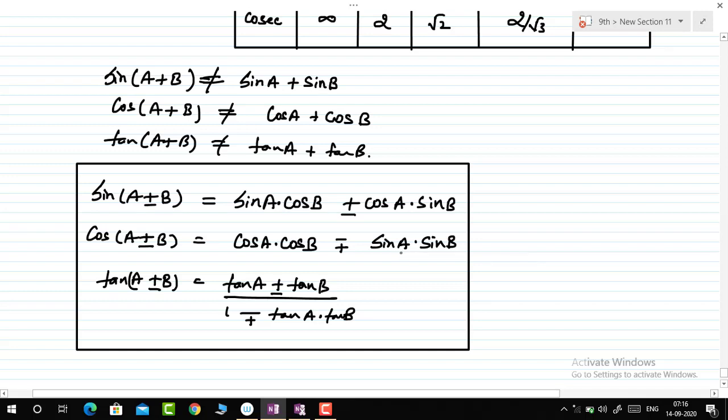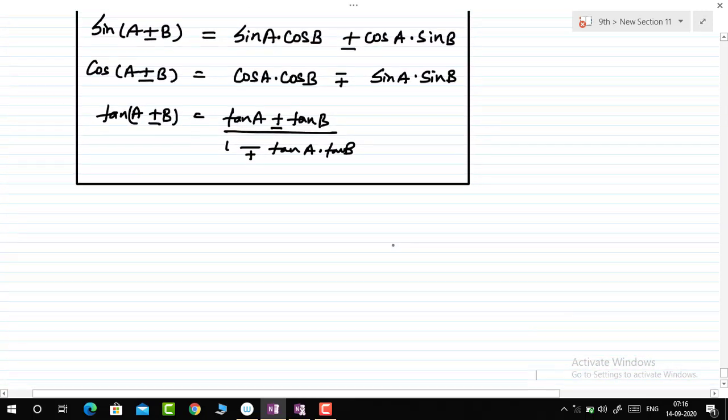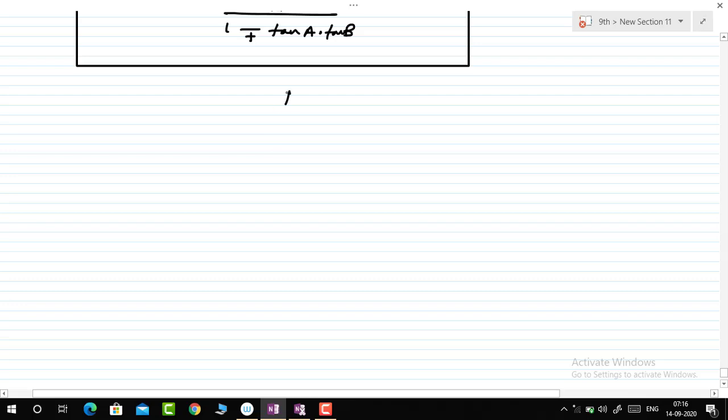Now let's come to the exercise. Exercise 23A has questions like: find the value of tan 30 degree multiplied by tan 60 degree. We know tan 30 is 1 upon root 3 and tan 60 is root 3, so when you multiply, it comes to 1.